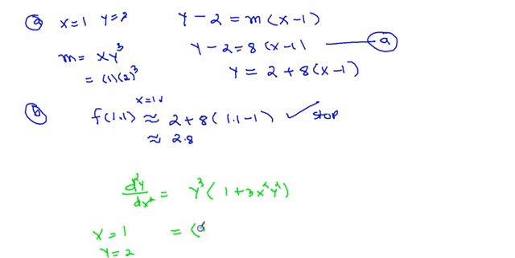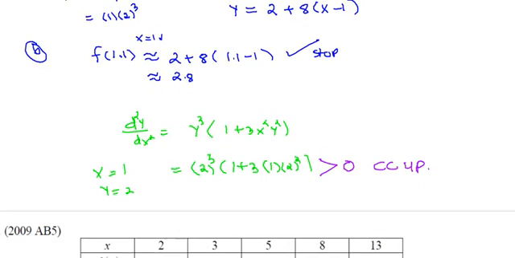Substitute. 2 to the third, times (1 plus 3 times 1 times 2 squared). Again, do not simplify. Check, is this going to be greater than 0 or less than 0? Obviously, all these numbers are positive, so I can say greater than 0, which means concave up. The question is, how do you explain? This is a part of my work, whether overestimation or underestimation, you must write the reasoning.